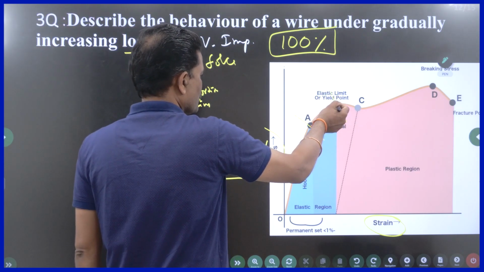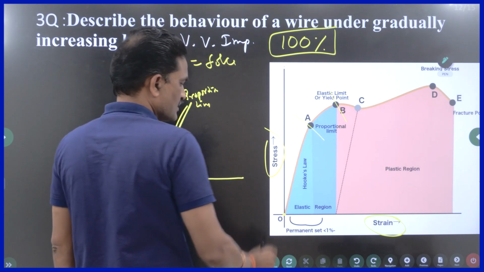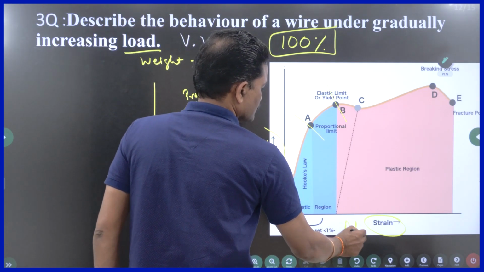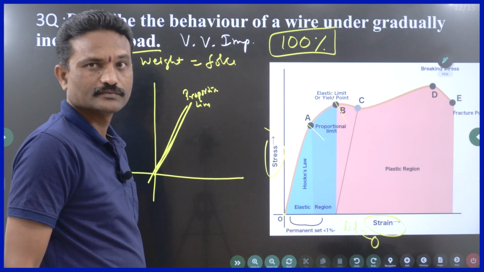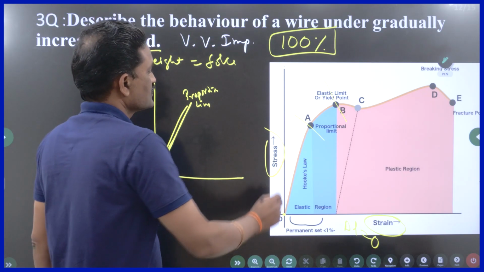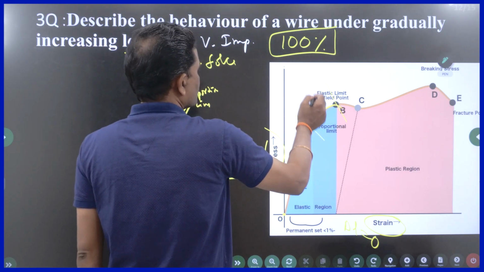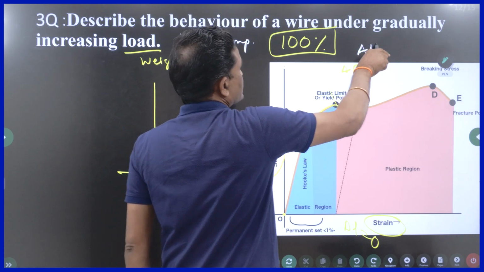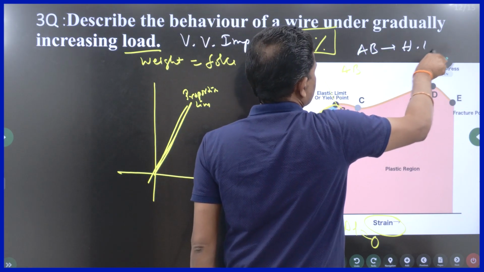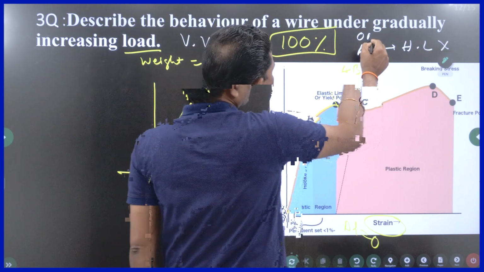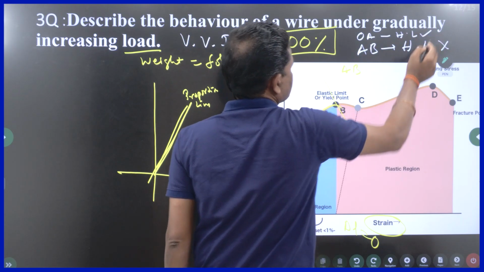That means if you remove the weights, you will come back to its original length. That means elongation delta L is 0. You can come back to its original length. But here it is not a straight line, it is curved, meaning from A to B, Hooke's law is not followed. But from O to A, Hooke's law is followed.